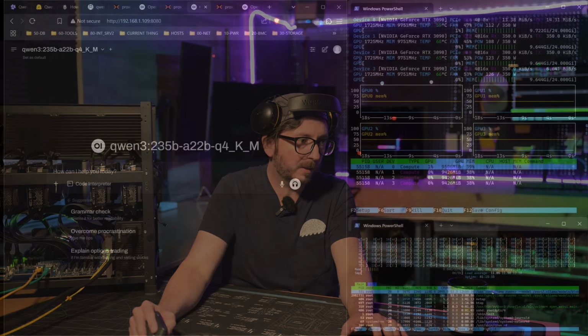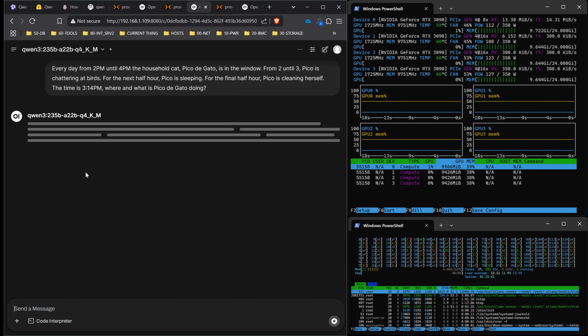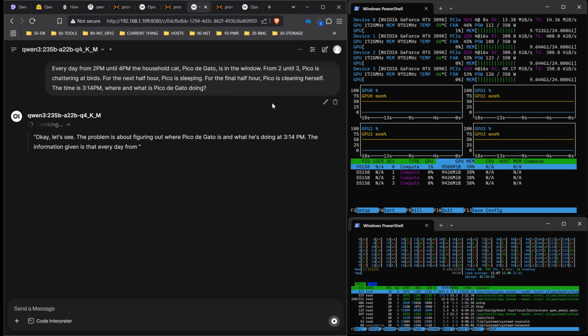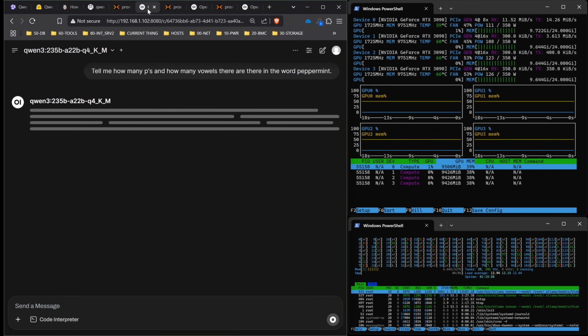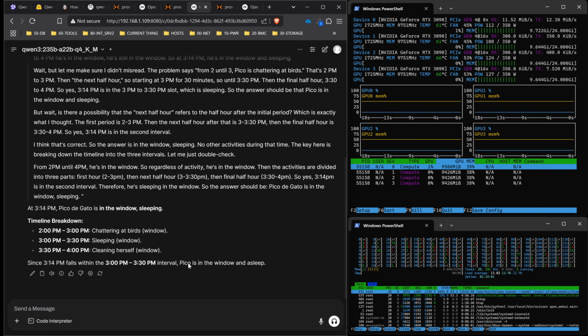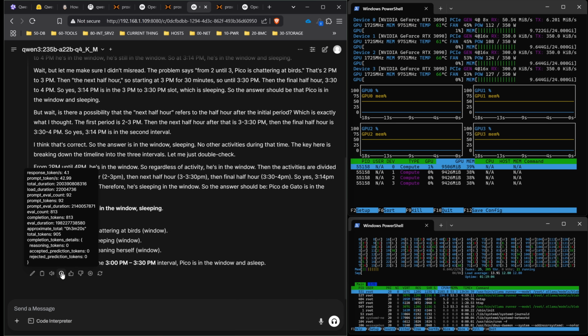Let's get the next one kicked off here. And since this one's going fast, I think I'll throw it a little bit bigger of a one. And we'll do Pico de Gato over here. So this is basically just checking if a LLM can keep track of where and what something is doing. You see here, this is why you run num_parallel 2, because while it takes up extra RAM and does impact that one-shot speed, it does allow you to kick off the next chat window and not just creep to a crawl.